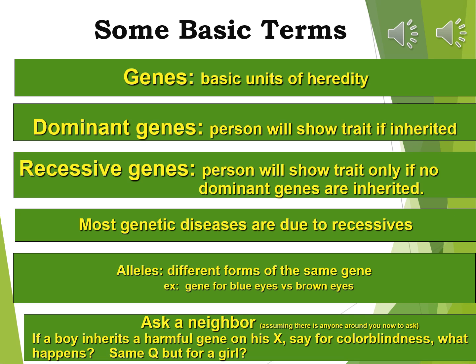You probably know that genes come in forms of dominant and recessives. Dominants are expressed if the person inherits at least one dominant gene. Well, recessives are only expressed if no dominants are inherited to mask them. You should also know that most genetic conditions are due to harmful recessive genes.